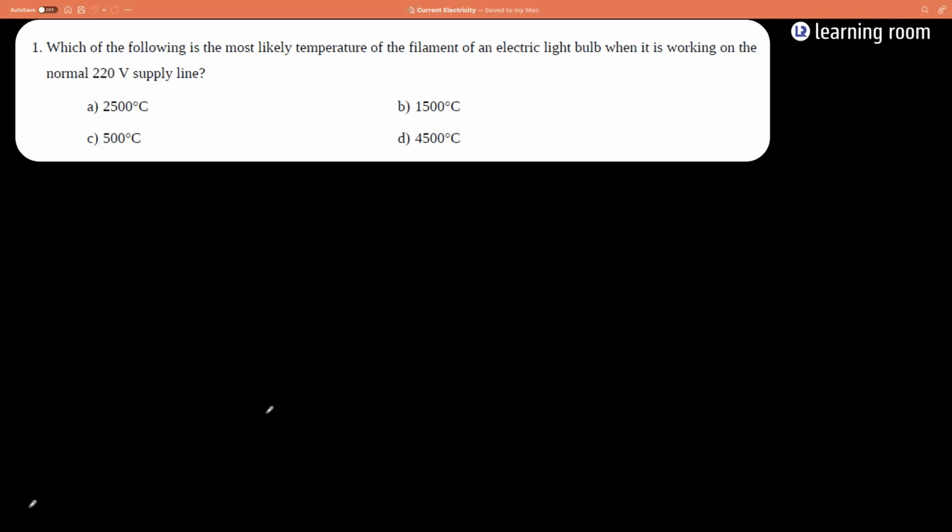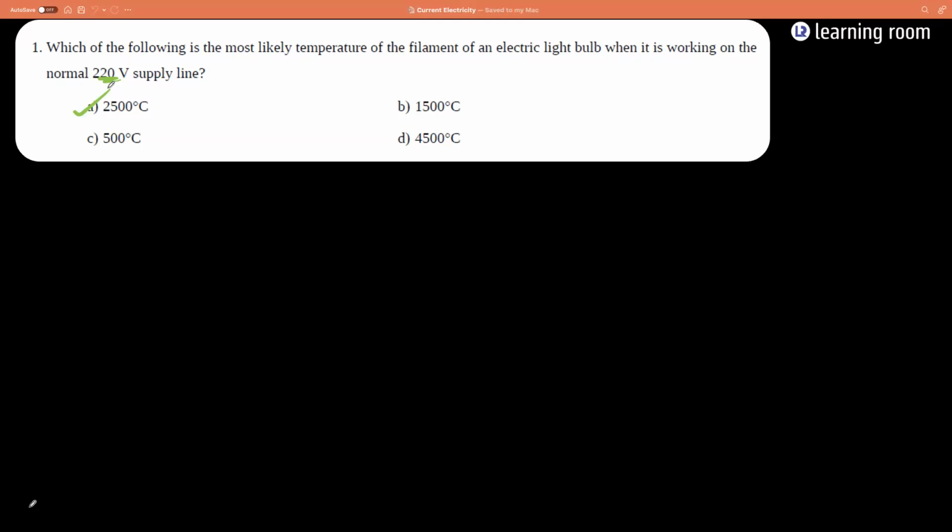Which of the following is most likely the temperature of the filament of an electric bulb when it is working on a normal 220 volt supply line? Actually, this is not a question that you can answer without knowing the background. The answer is 2500 degrees Celsius. Have that in your mind. If a bulb is supplied with 220 volts, the approximate temperature it is going to generate is somewhere around 2500 degrees Celsius.